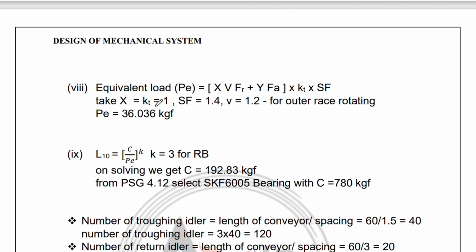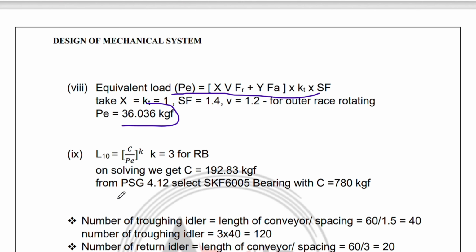Next is equivalent load, PE. This will be the same formula as you have used previously. Put all the values and get PE, which will be 36.036 kgf. Next, L10 is equal to C upon PE raised to K. K will be 3 for ball bearing. Put all the values here, L10, PE and K, and you will get C, which is 192.83 kgf.